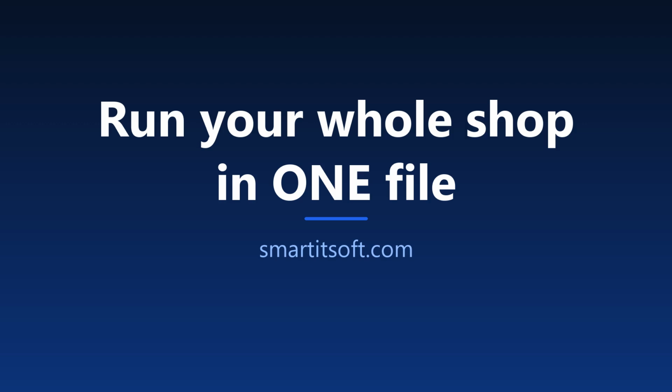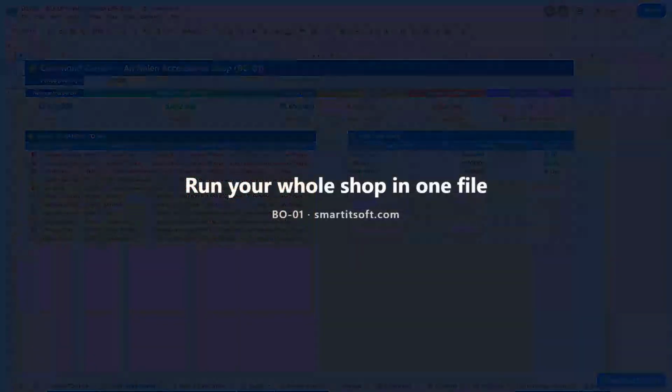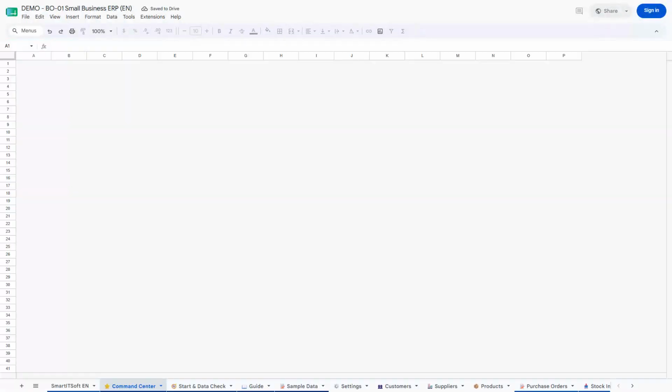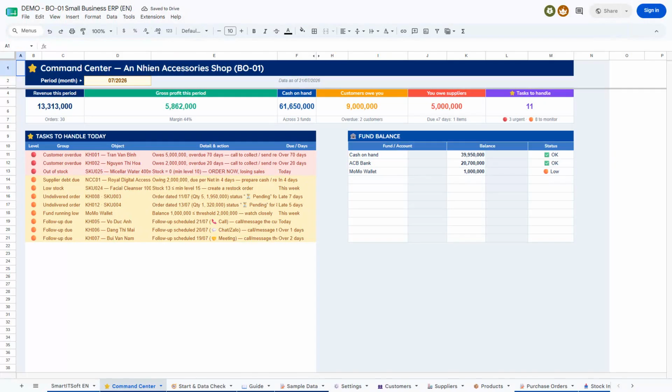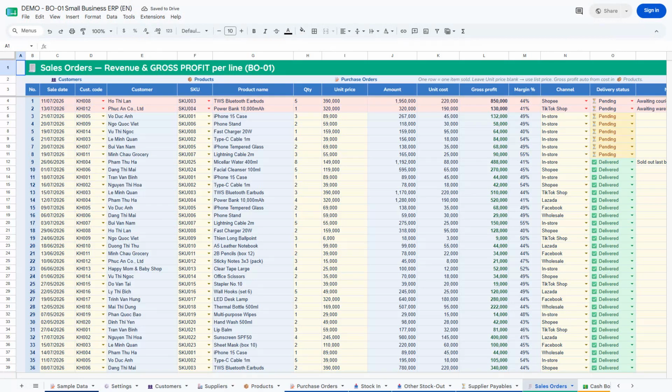Run your whole shop in one file. Open the file in the morning, and the command center shows your whole shop on a single screen. Revenue, gross profit, cash on hand, who owes you, and what you owe suppliers, all rolled up automatically. Best of all, a list of tasks to handle today: low stock, overdue customers, and debts coming due.